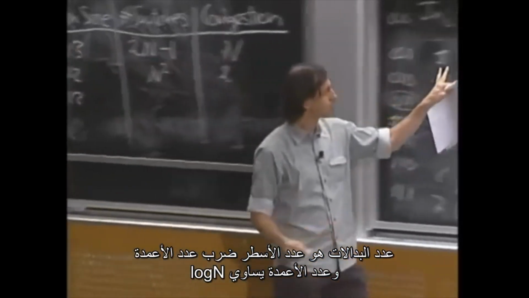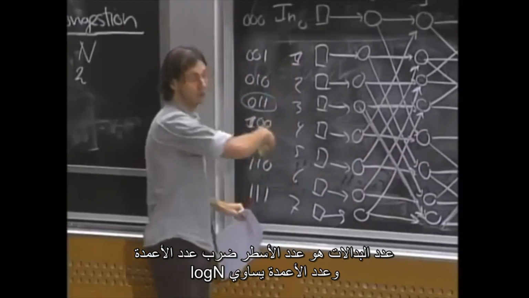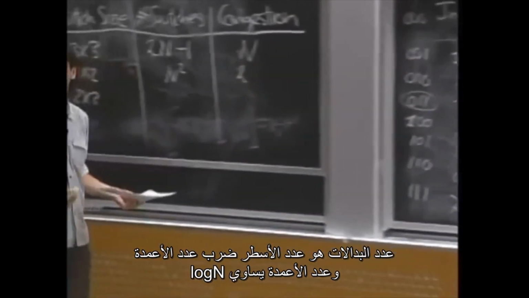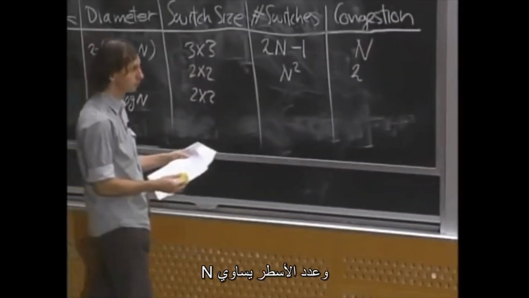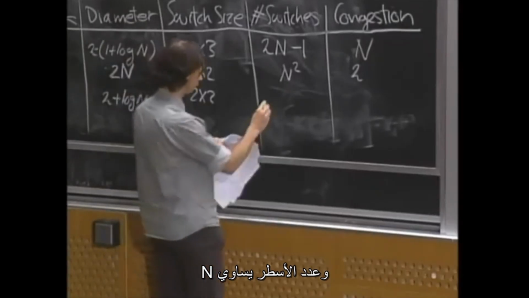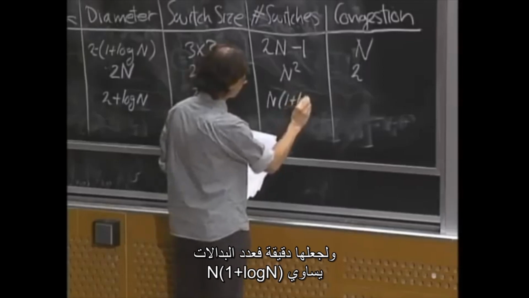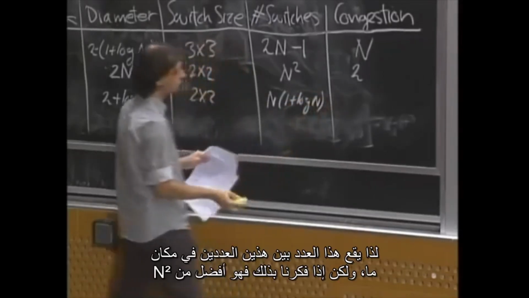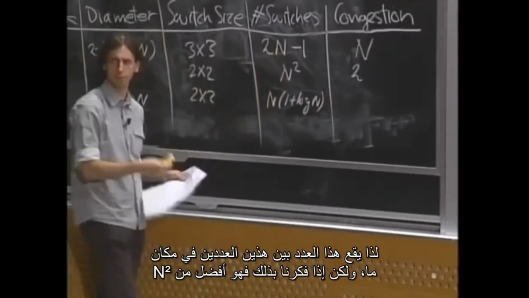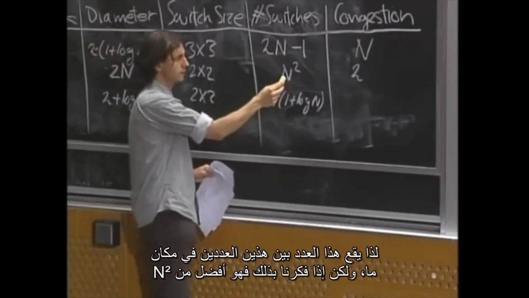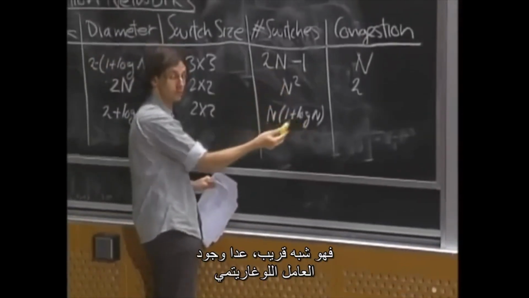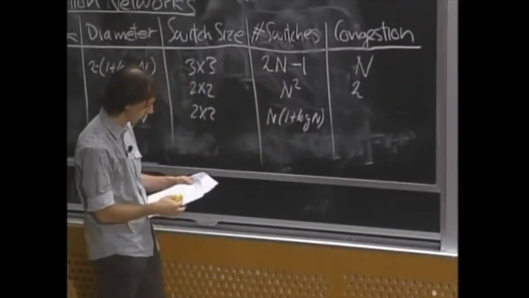The number of switches is the number of rows times the number of columns. The number of columns is the logarithm of n, and the number of rows is equal to n. And to make it a little bit precise, it's 1 plus the logarithm of n. So that's somewhere in between those two, but if you're thinking about it, it's much better than n squared. It's almost linear, except for a logarithmic factor.